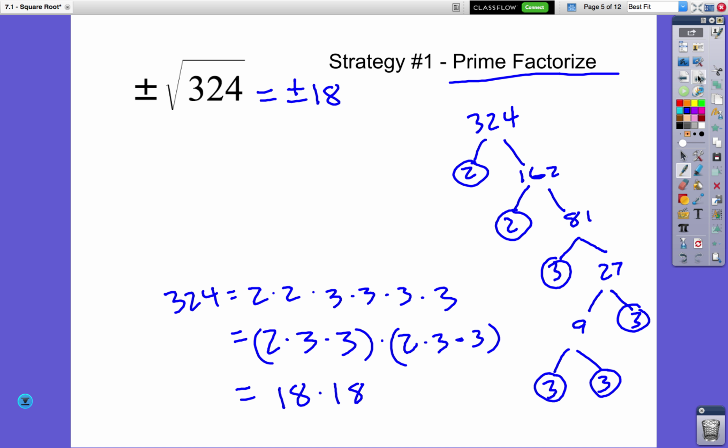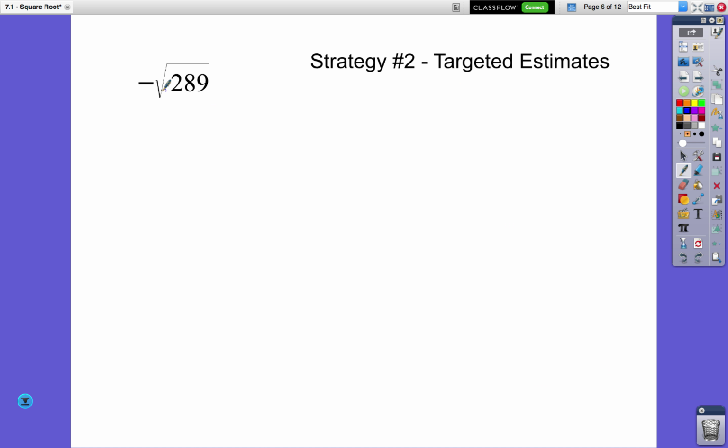Now, what about another strategy? How about this problem? The negative square root of 289. Let's try a different strategy using targeted estimation. Now, by targeted estimation, meaning that let's just not take a guess, let's actually think about it a little bit. For example, if we temporarily ignore the negative, I happen to know that the square root of 100 is 10.